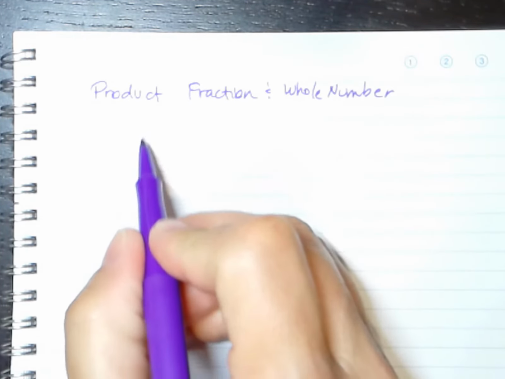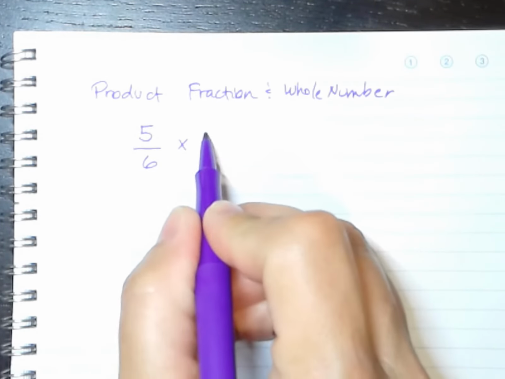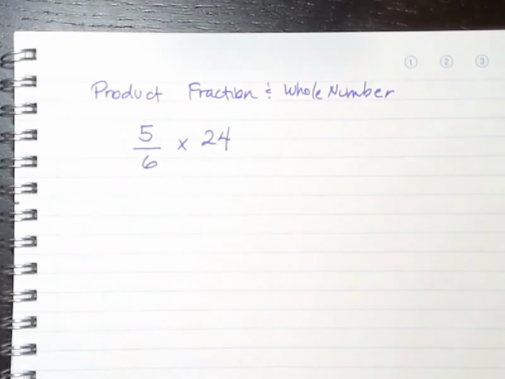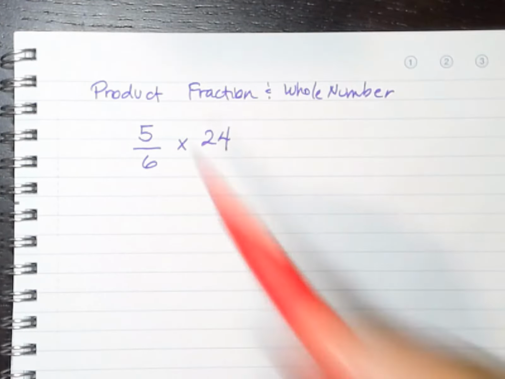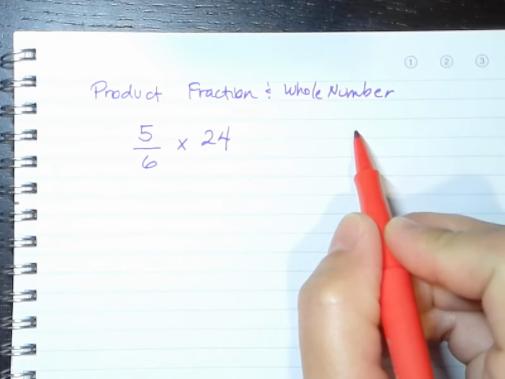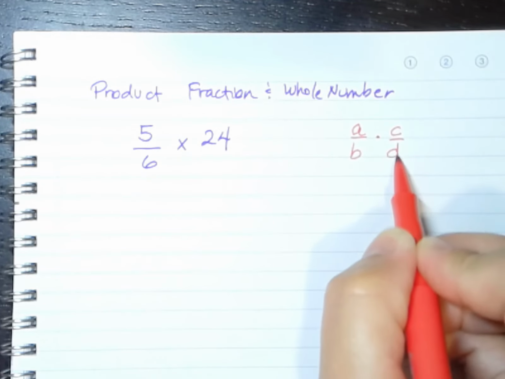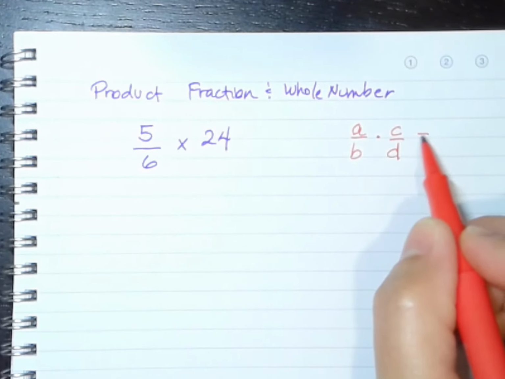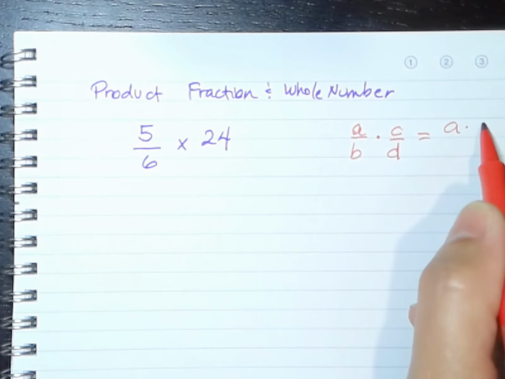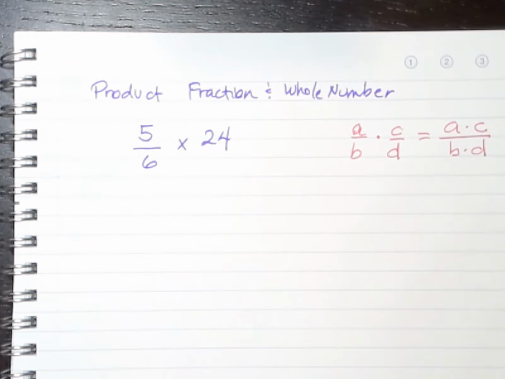Okay, so if you have a problem like 5/6 times 24, you know that you're asked to multiply. In order to do that multiplication, we know that whenever we multiply fractions, the rule says that if I have A over B times C over D, then I just multiply the numerators, I multiply the tops, and I multiply the denominators. Okay? And then I get my final answer. I do have to simplify in the end.